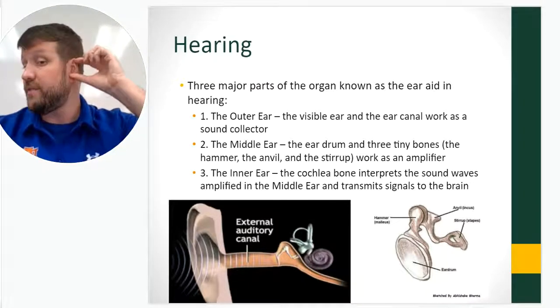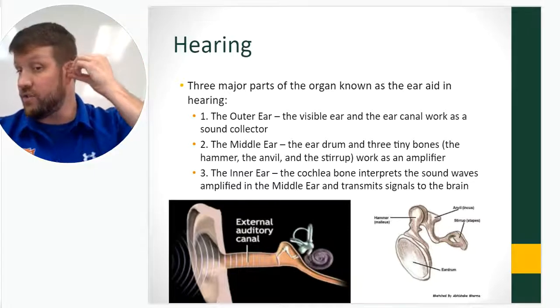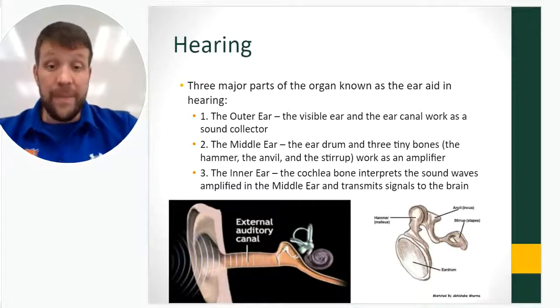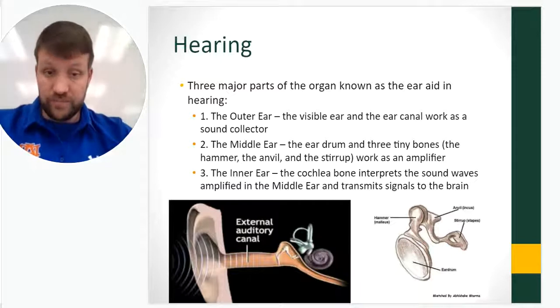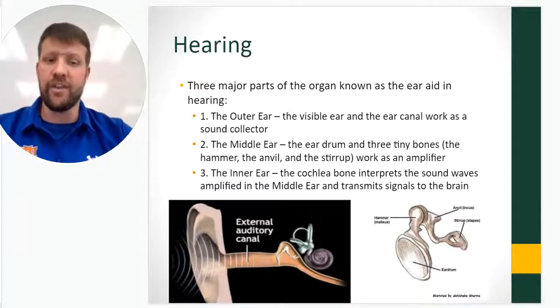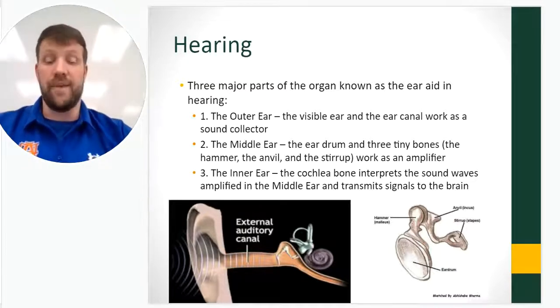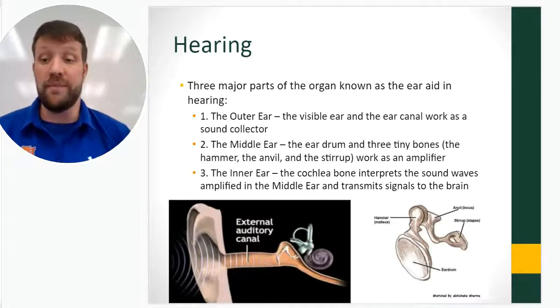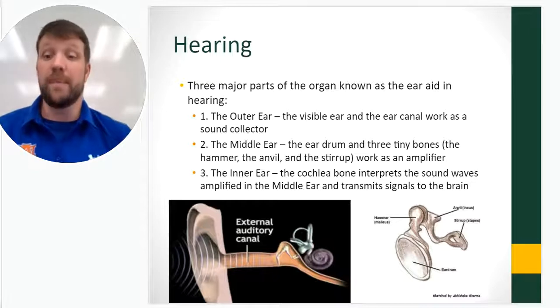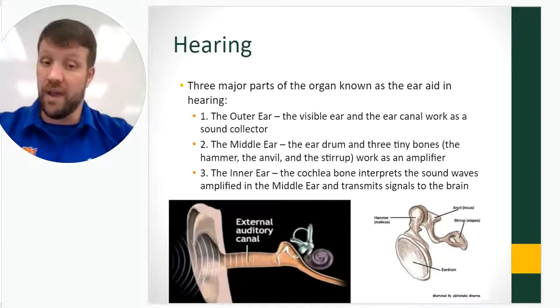The reason they are this funny shape is so that sound as it's coming towards it is directed down and into your ear canal. The middle ear is the eardrum and three little bones, the hammer, the anvil, and the stirrup. And they have other names, but that's for biology class. They work as an amplifier, okay? They amplify that little bit of energy because sometimes it can be really hard. I mean, if someone's whispering on the other side of the room, they may not be transferring much energy that can be gathered within your ear. So you might need that amplified overall there.